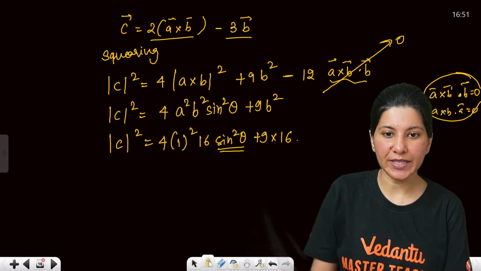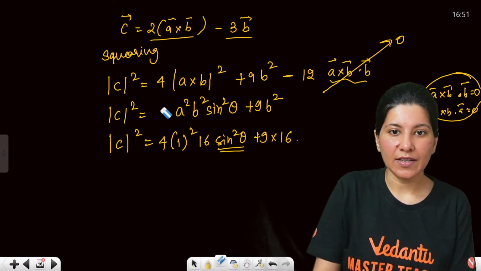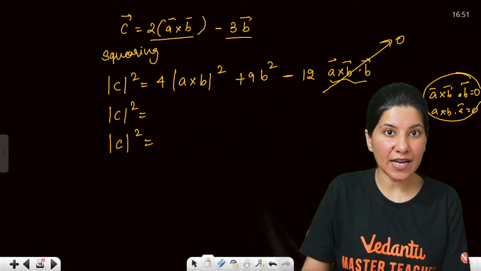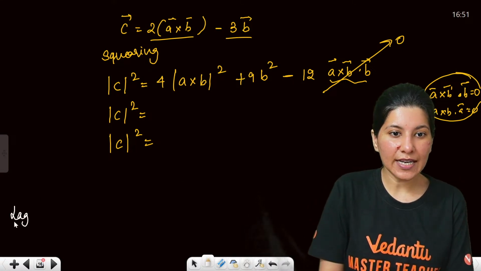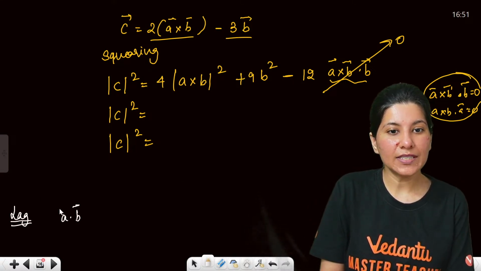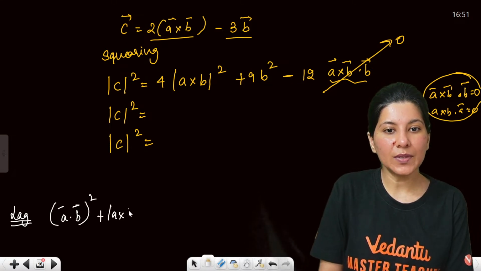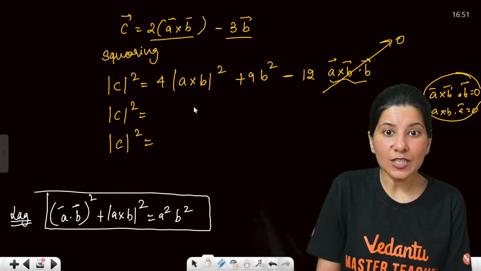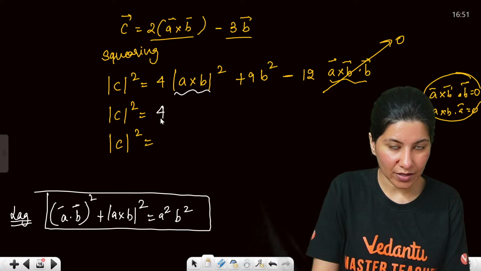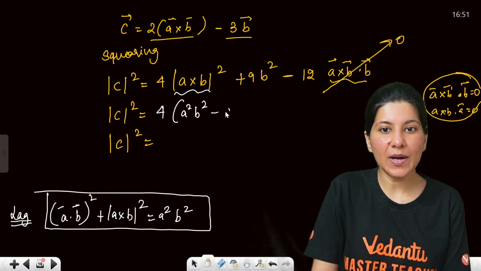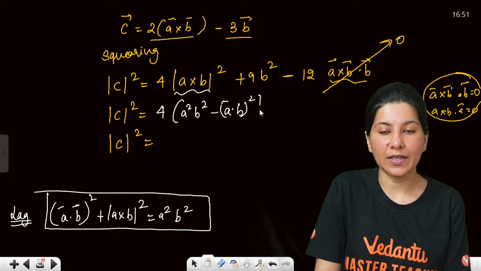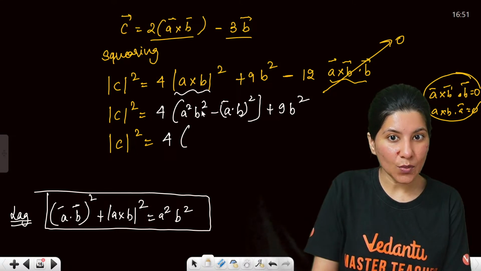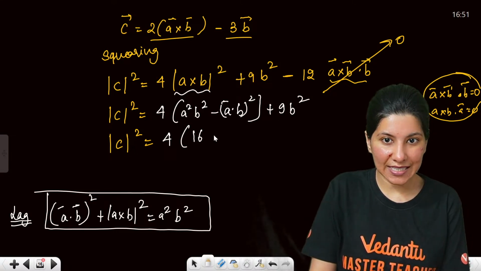We can't get it directly. So rather than writing it that way, let me use Lagrange's identity. Do you remember Lagrange's identity? It says that (A dot B) square plus (A cross B) square is equal to A square B square. Let me use this property. A cross B square, I will write it as A square B square minus (A dot B) whole square, plus 9B square, which is the thing we want, 4. Now A square B square is going to become 16 minus A dot B.